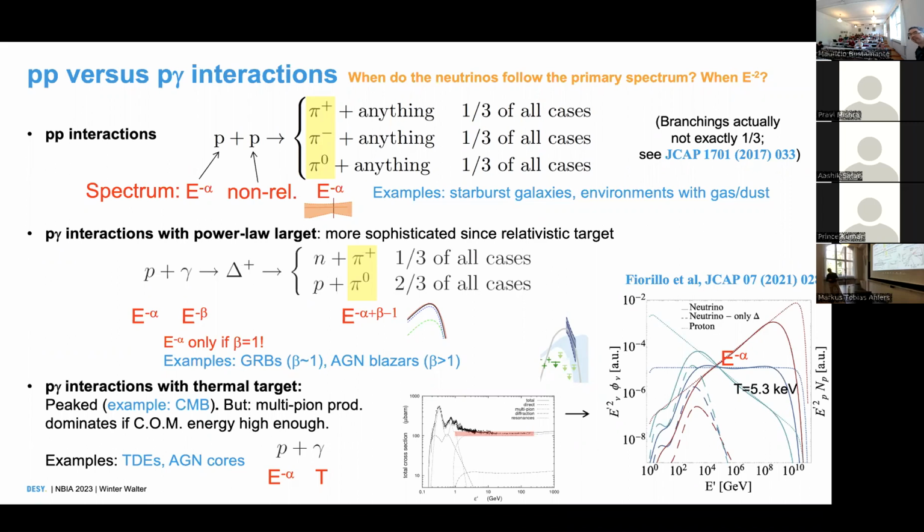This is why you would expect to have a lot of these kinds of interactions in environments where you have a lot of gas or dust. And another interesting case, which is the third case in this list, are p-gamma interactions with a thermal target.